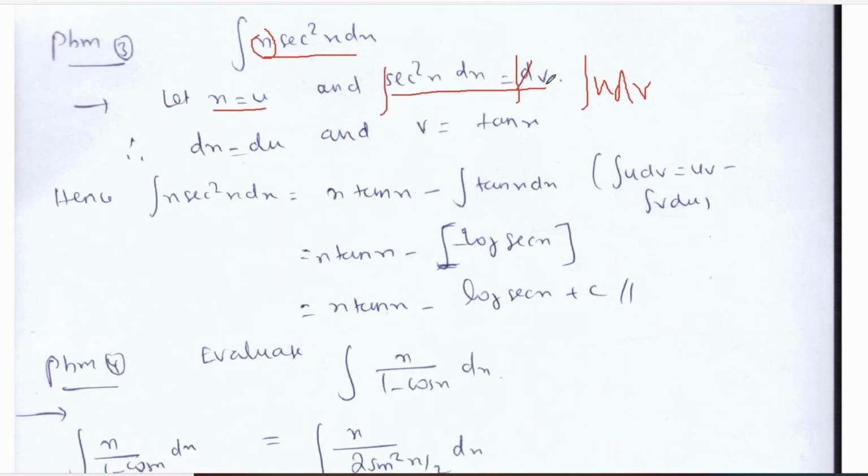What is integral dv? The d and the integration will get cancelled, so you'll get v. What is integral secant square x dx? It is tan x, that formula. Therefore, the given integral is uv minus integral v du. This is the formula. U is x, v is tan x. So this is uv minus integral v du. V is tan x dx. What is integral tan x? The formula is log secant x. So minus log secant x.